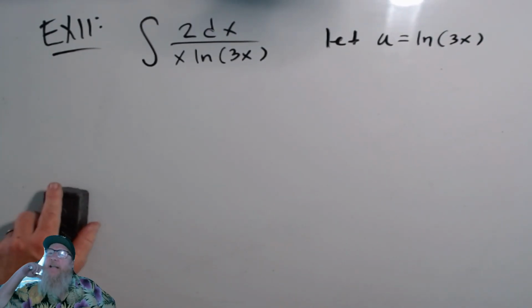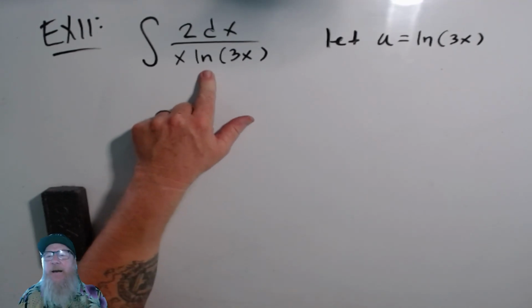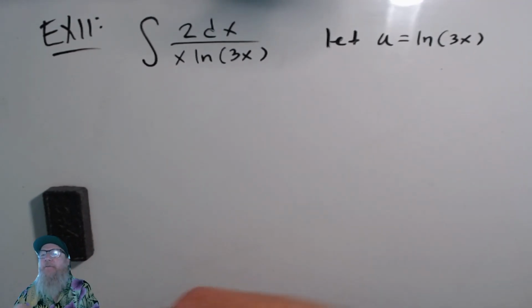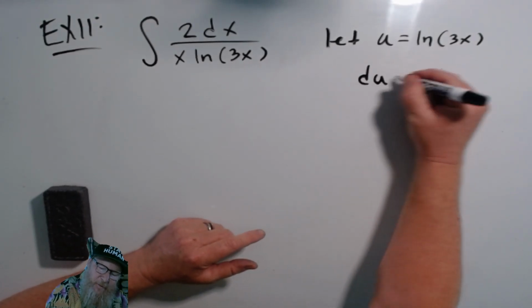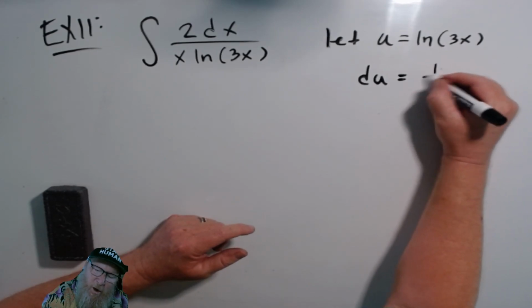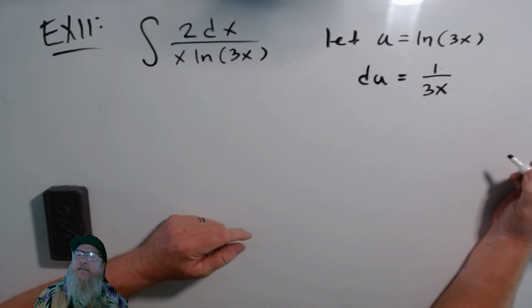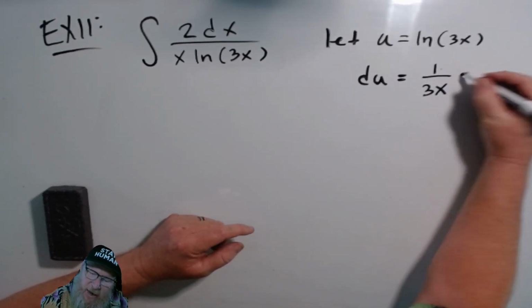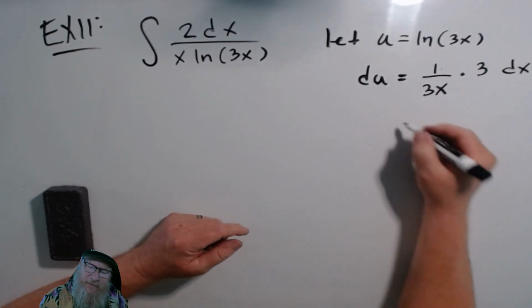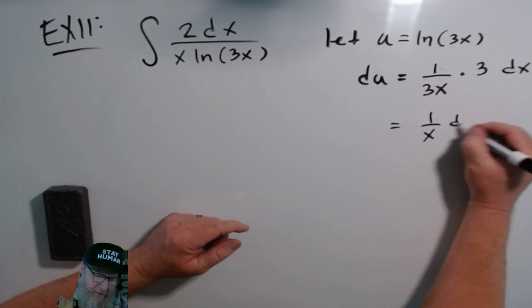And you can't just let u be the word ln, right? ln means natural logarithm. You have to let it be the whole function, ln of 3x. Then du is 1 over 3x times 3 dx, which is 1 over x dx.